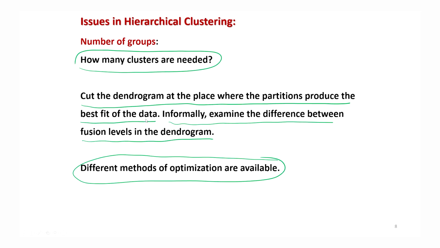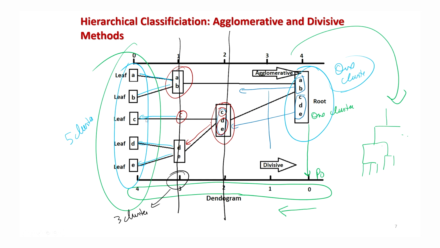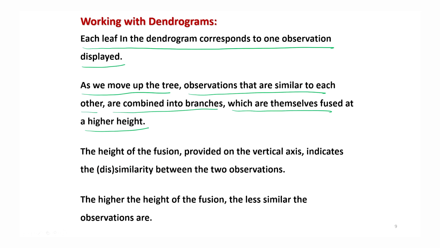You can see here in this graph, these are the branches. These lines which I am trying to circle here, these are the branches. So they are helping in combining the observations, or fusing the observations into clusters. The height of the fusion, provided on the vertical axis, indicates the similarity or dissimilarity between the two observations.